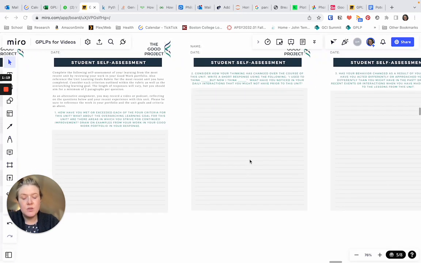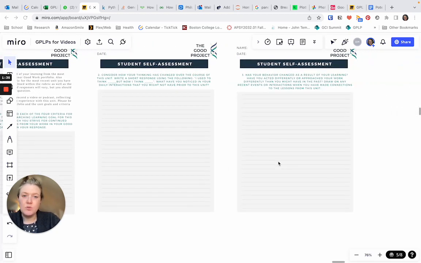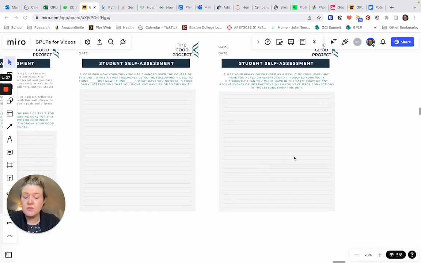Then we ask them to do one of our favorite thinking routines. I used to think, now I think. How has their thinking changed over the course of the unit? What have they noticed in their daily interactions, in terms of how their thinking might have changed? Anything like that. Number 3, has their behavior changed as a result of their learning in this unit?